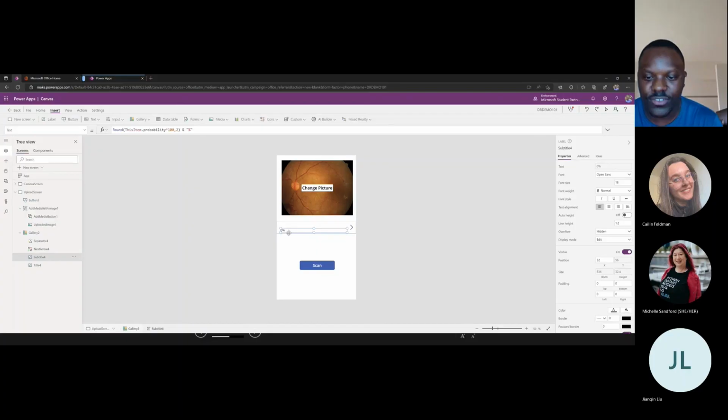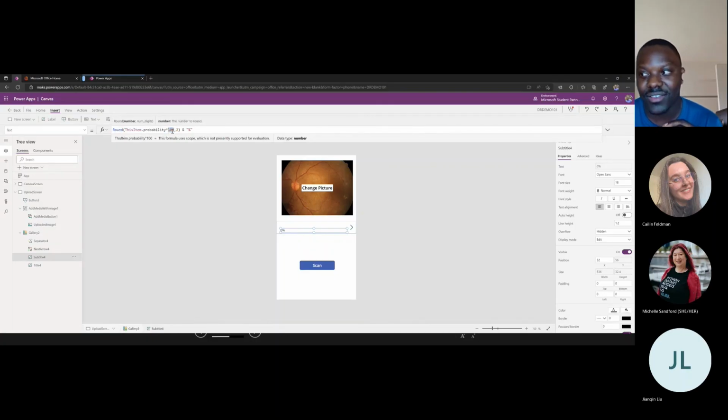Under subtitle, this is where it reports the probability score. From Custom Vision, the probability comes as a decimal between 0 and 1, so it may output something like 0.75. Ideally we convert that into a percentage. There's a Round formula in PowerApps, so essentially you want to round this item. If the value from Custom Vision is 0.50, we multiply that by 100, which gives us 50.